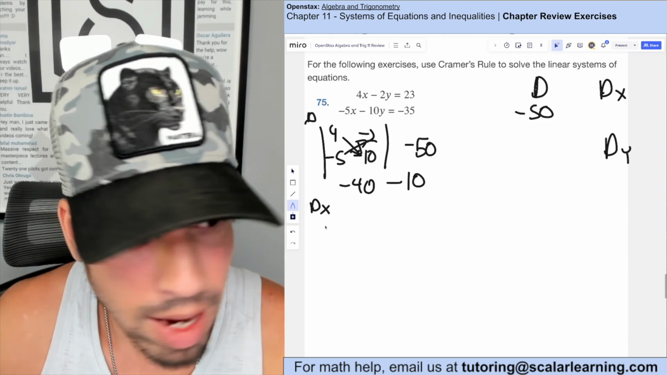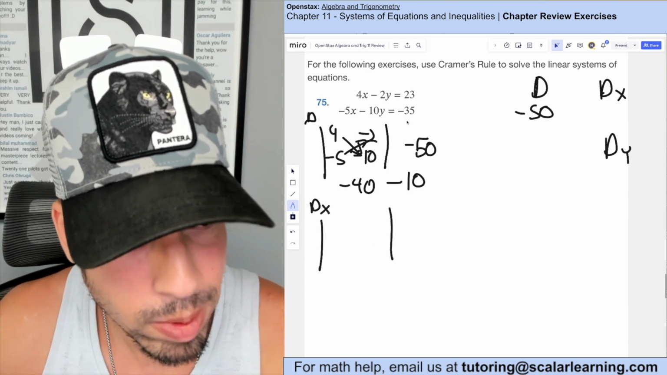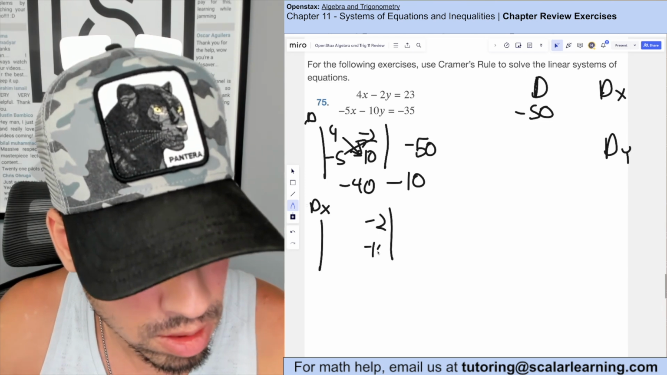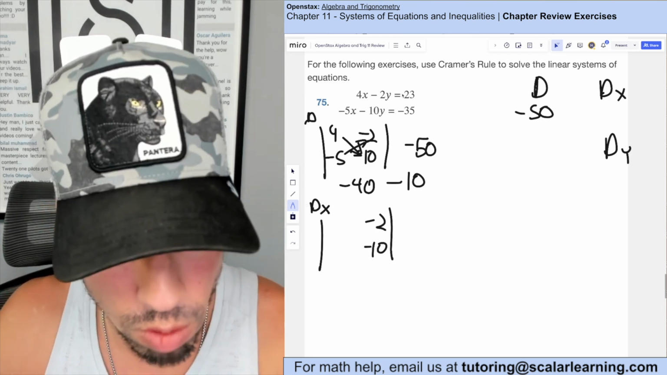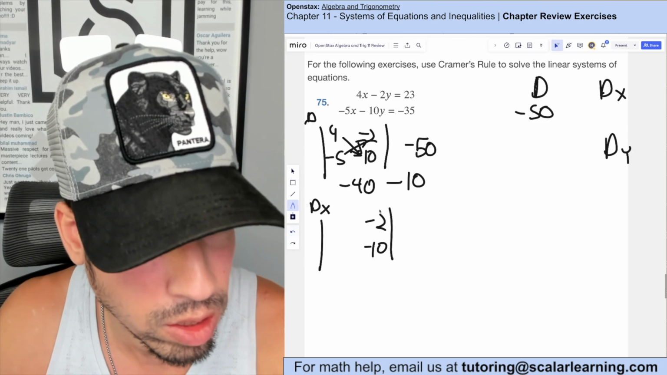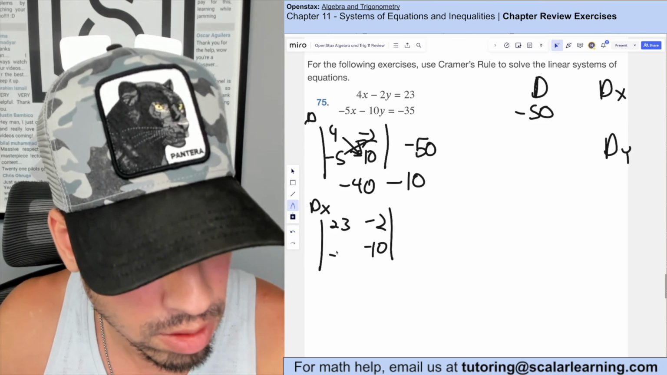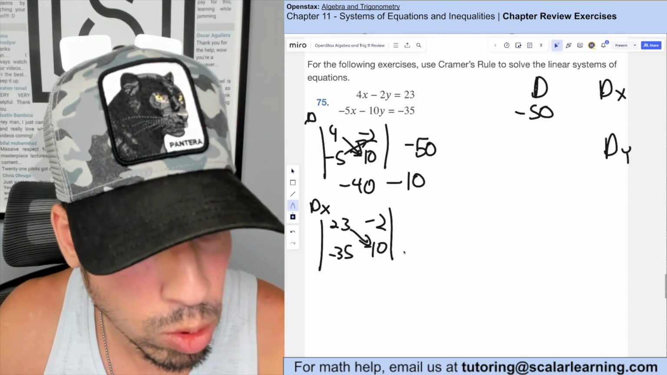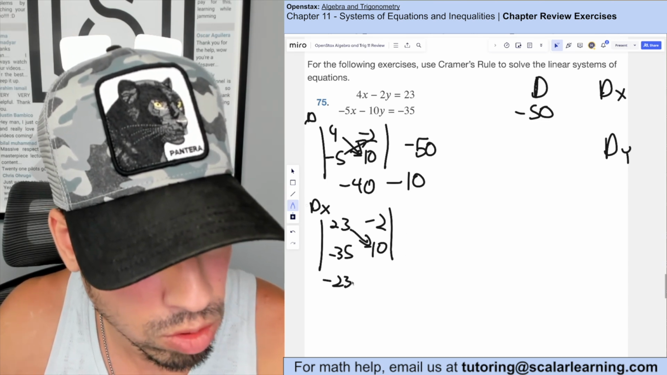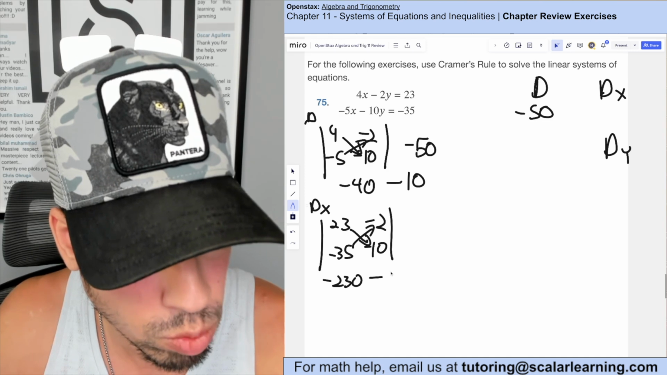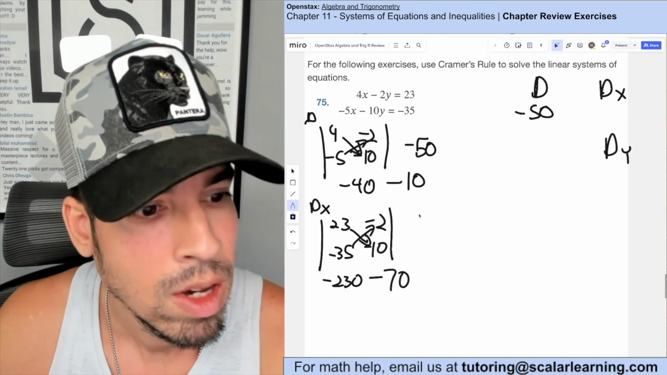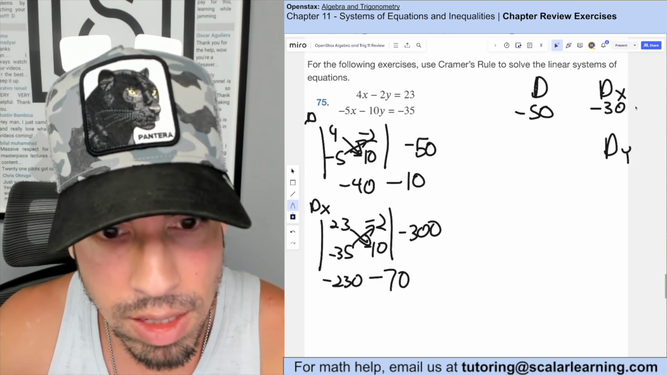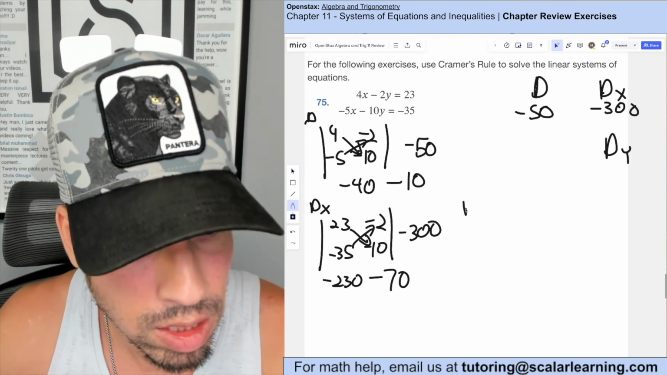Next, to do dx, the determinant with respect to x. So what we're going to do is now we keep the y values as is, and then we replace the x coefficients with these constants over here, 23 and negative 35, and do the same thing. So we're going to calculate the determinant by multiplying that. That's negative 230 minus this product, which is positive 70. And that's going to be negative 300. So that is dx.